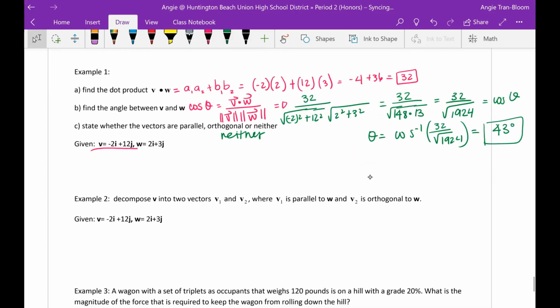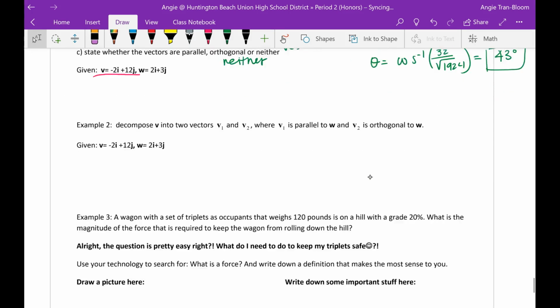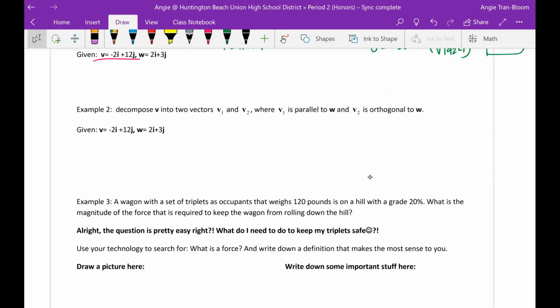Example 2. Decompose V into vectors. Okay, we're using the decomposing now. Decompose V into 2 vectors, let's call them V1 and V2, where V1 is parallel to W and V2 is orthogonal to W. So how do we decompose? How do we find V1?